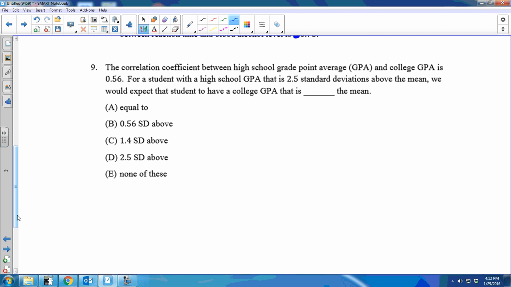Number 9. The correlation coefficient between high school grade point average and college GPA is 0.56. That means R equals 0.56. For a student with a high school GPA that is 2.5 standard deviations above the mean, we would expect the student to have a college GPA that is R times that many standard deviations above the mean. So we have 0.56 times 2.5.